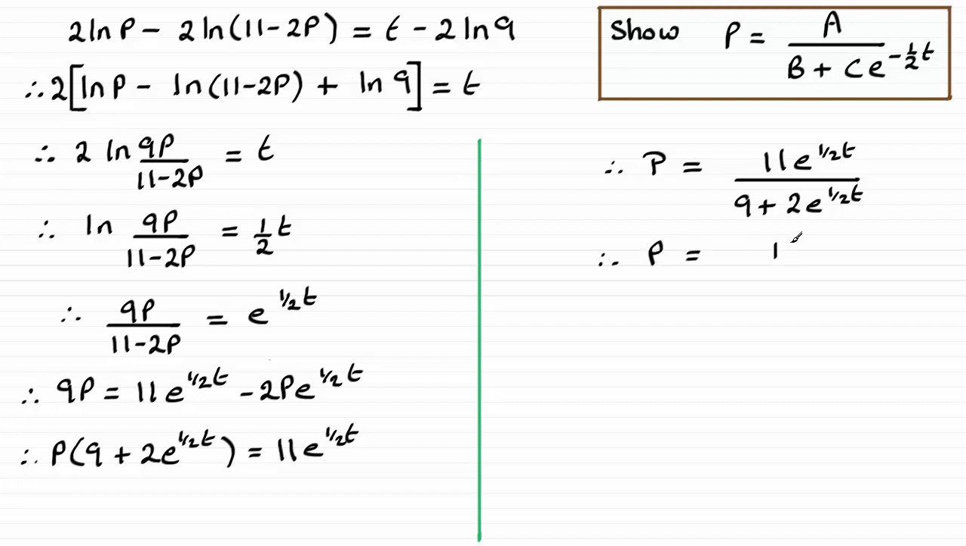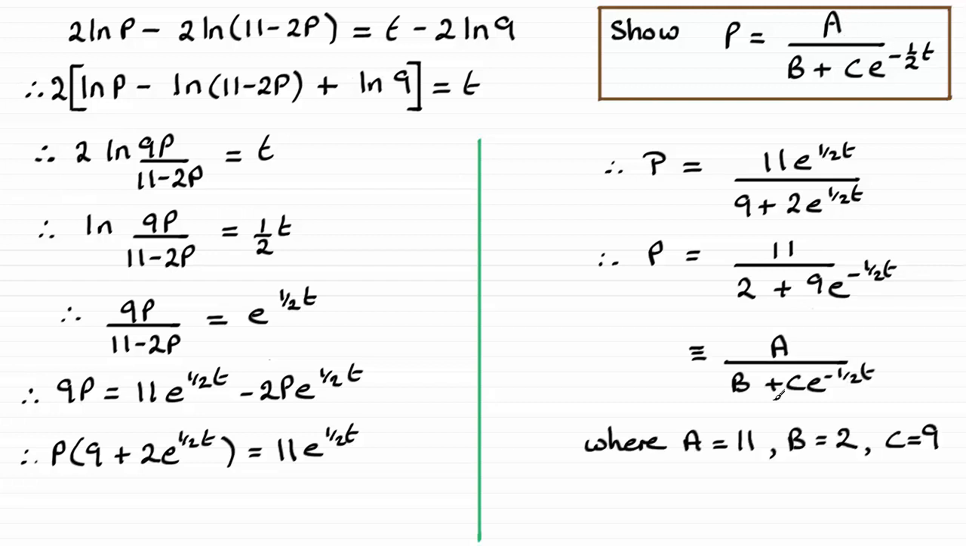And if I do that, what we're going to get then is therefore p is going to equal just the 11 on the top, and then I'm going to take this term here, divide that by e to the half t, and that's just going to leave me with the 2. And then I've got plus 9 all divided by e to the half t. Okay? But this is 9 times 1 over e to the power a half t, which is the same as saying 9 times e to the power minus a half t.